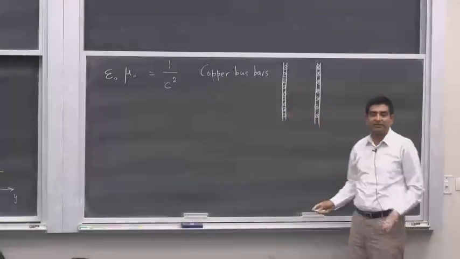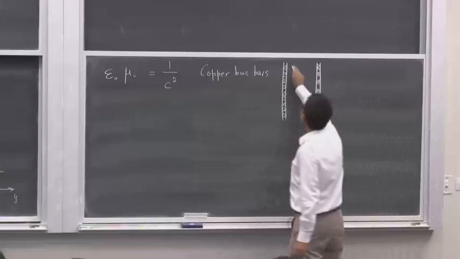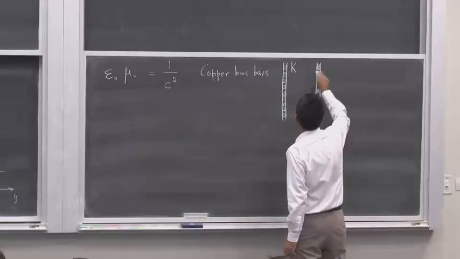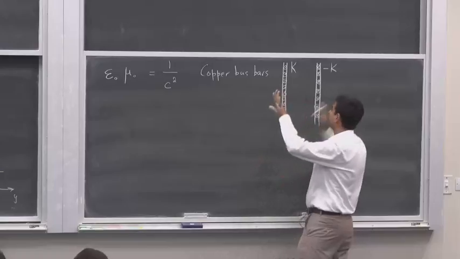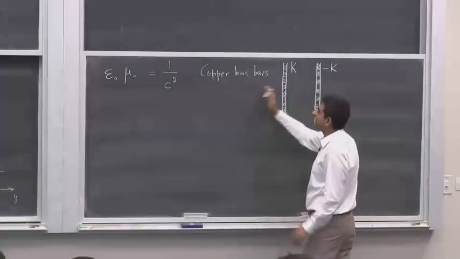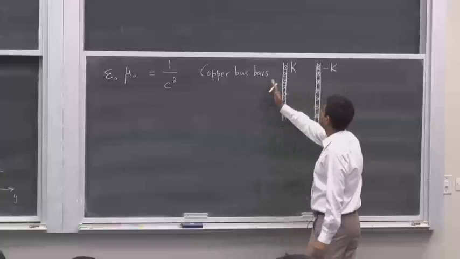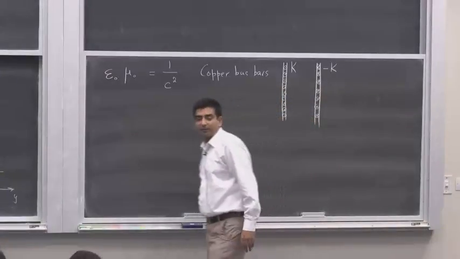Now what does the magnetic field look like? If this current sheet density is capital K, this is minus K, the same amount of current coming in, coming out, coming in, what would the magnetic field pattern look like on this side, as well as in between the pair of copper bus bars?